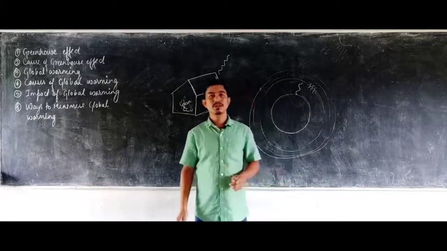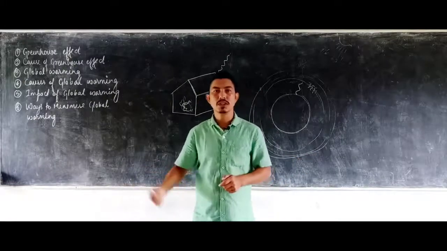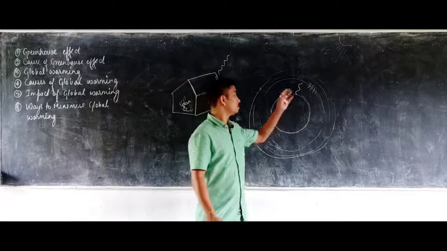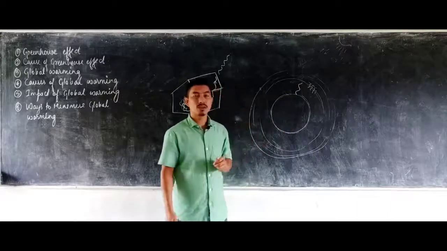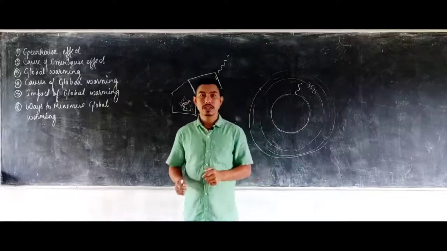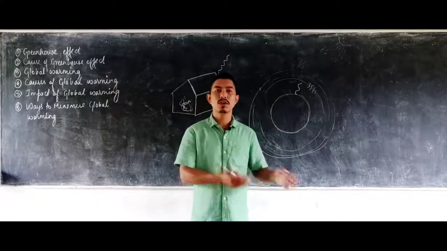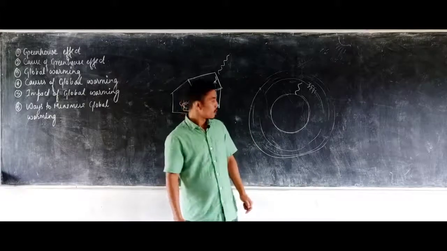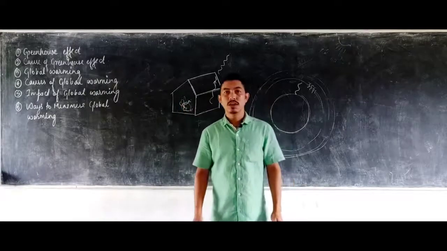So the advantage of this is it keeps the earth's temperature warm during the night as well. In absence of these different layers of air, what would happen? All the heat would have escaped into the space, and during night the earth's temperature would have fallen below 0 degrees centigrade. Okay, so that is a greenhouse effect.